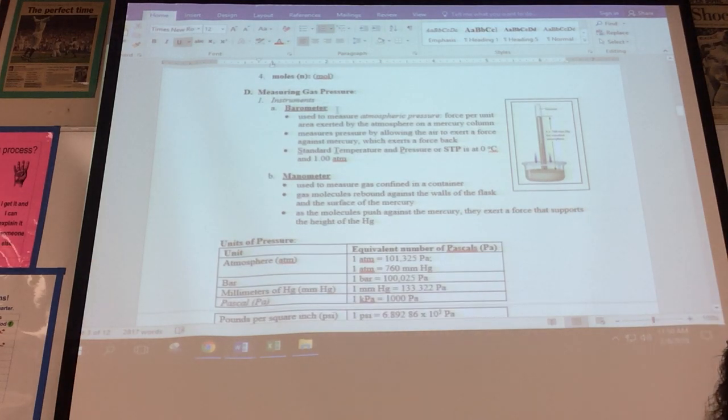Very often, pressure measurements or other types of gas law problems are done at STP. STP is standard temperature and pressure. It's 0 degrees Celsius and 1 atmosphere of pressure. And we'll come back to that concept a little later on.